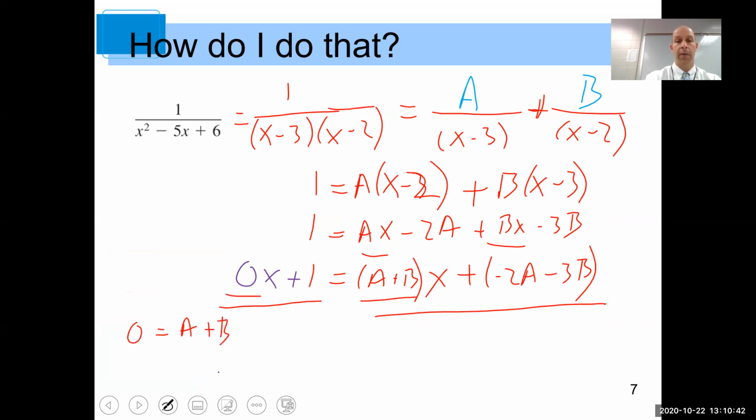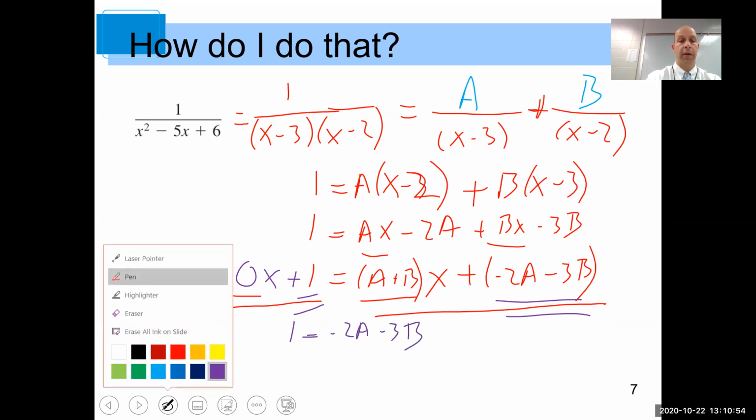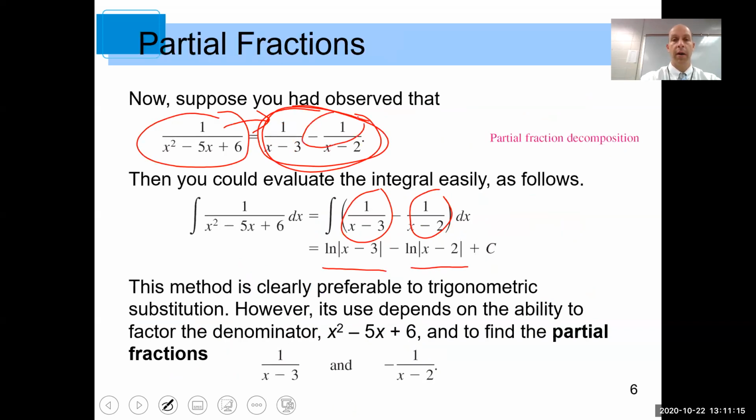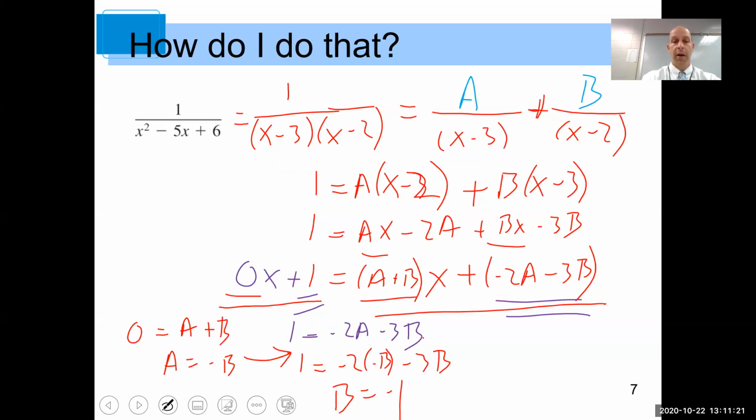Similarly, this constant has to equal this constant. In other words, 1 has to equal negative 2a minus 3b. This is a very easy thing to solve. So a is going to be equal to negative b. Now I can plug this in over here, and we'll get 1 equals negative 2 times negative b minus 3b. When you solve this, you'll get b is negative 1. And of course, if a equals negative b, then a is equal to positive 1.